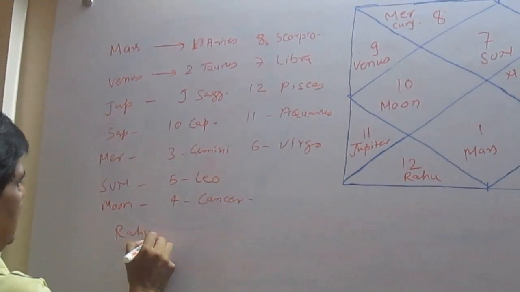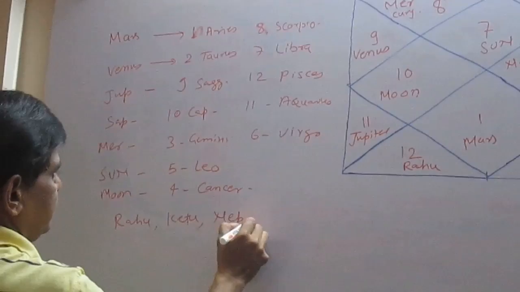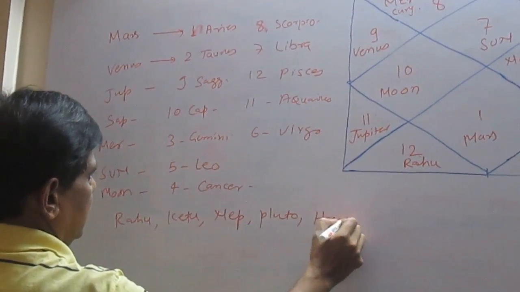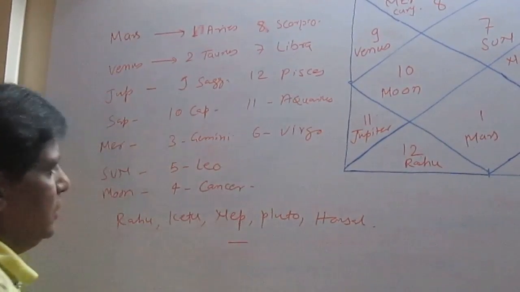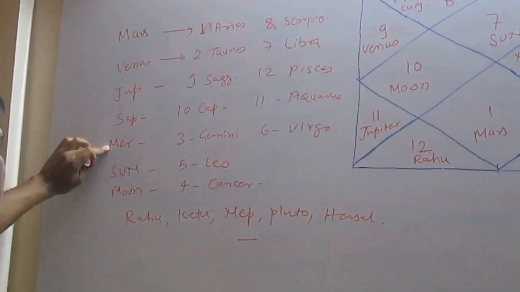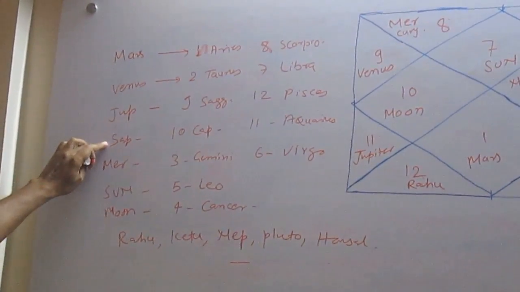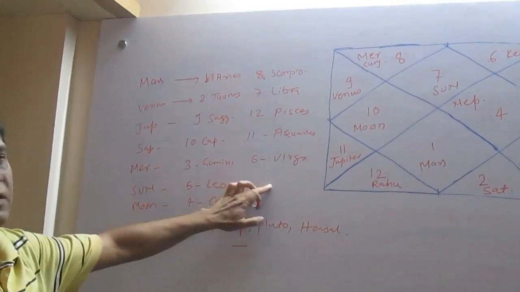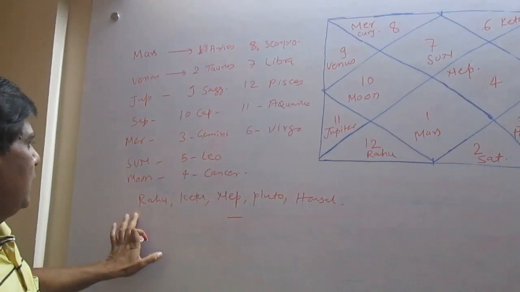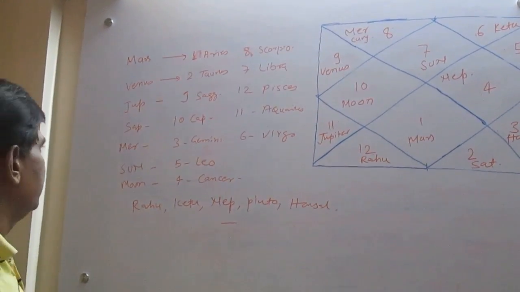Rahu, Ketu, Neptune, Pluto, Harsha. They do not have any Rashis under them. All these 5 stars, Mars, Venus, Jupiter, Saturn and Mercury, have 2 Rashis under them, while Sun and Moon have only 1 Rashi under them. Rahu, Ketu, Neptune, Pluto and Harsha do not have any Rashis under them.